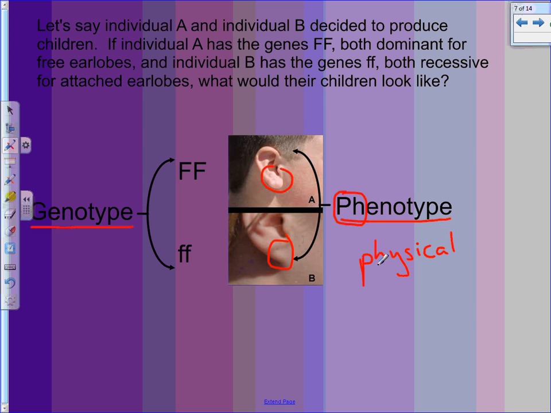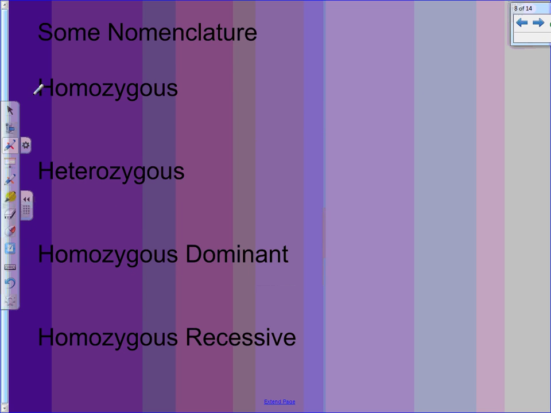A few more nomenclature things here. Homozygous, remember we've talked about homo several times. Homo means the same. So homozygous means that they have the same alleles. An example, again we can use any letter we want, let's say big X and big X. That would be homozygous because the two alleles are the same. Another example would be big A, big A, or big Q, big Q, because they're the same alleles.